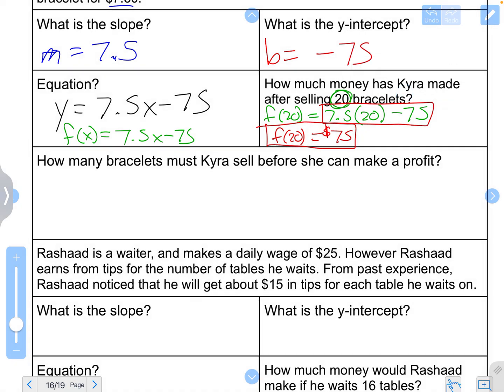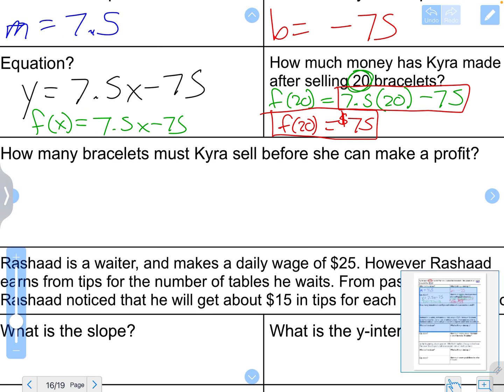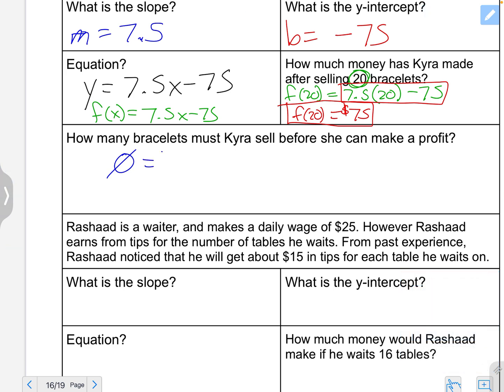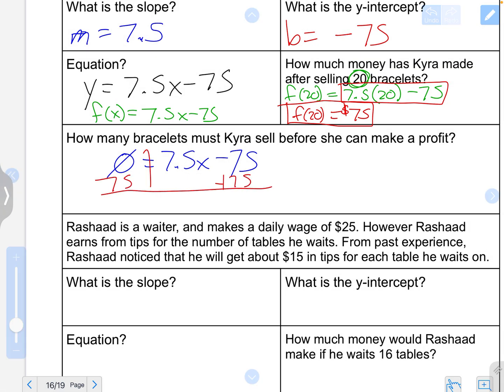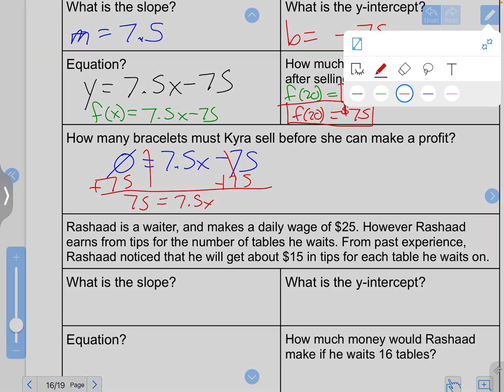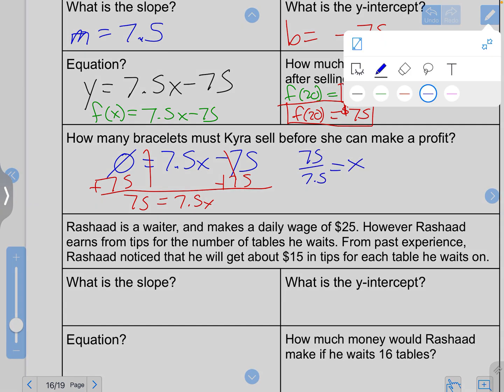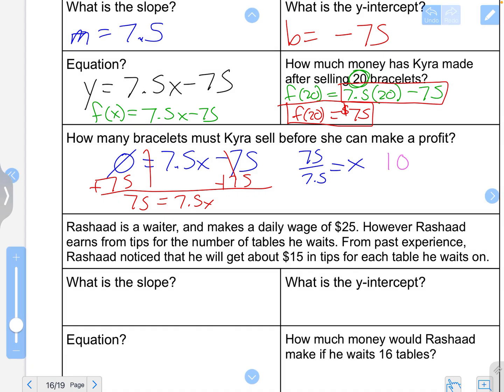So now our question is, how many bracelets must she sell before she can make a profit? So we want to know when her money is 0, actually when it's more than 0. So 7.5x minus 75. Our first step is we're going to add 75 to both sides. So we get 75 equals 7.5x. Then we're going to divide. 75 divided by 7.5 is going to equal x, which is going to mean 10. So she needs to sell 10 bracelets before she breaks even. She needs to sell 11 bracelets to make a profit.